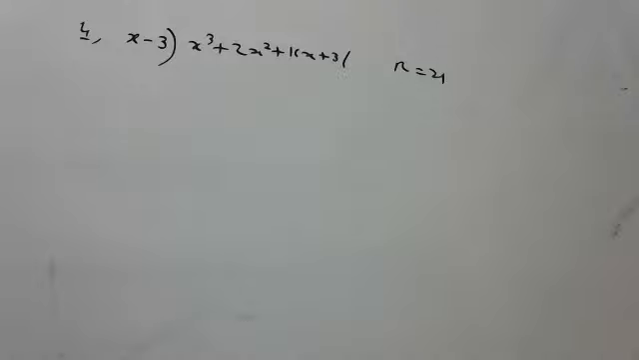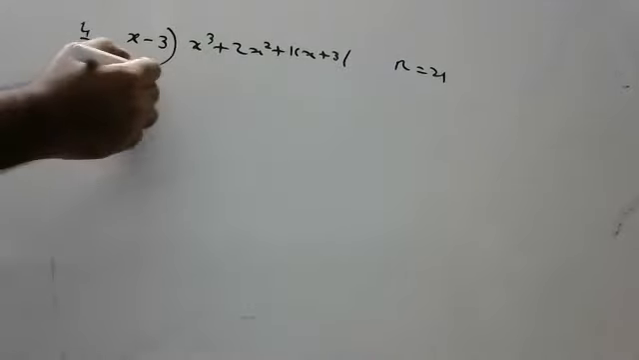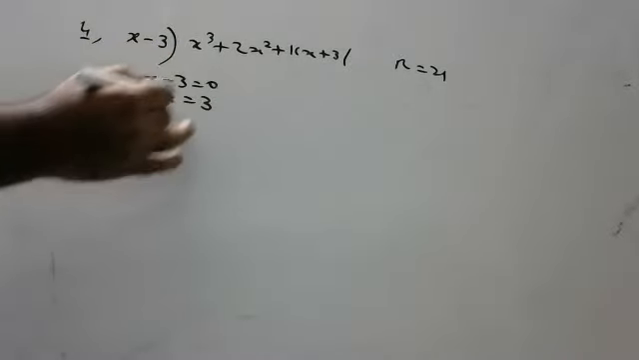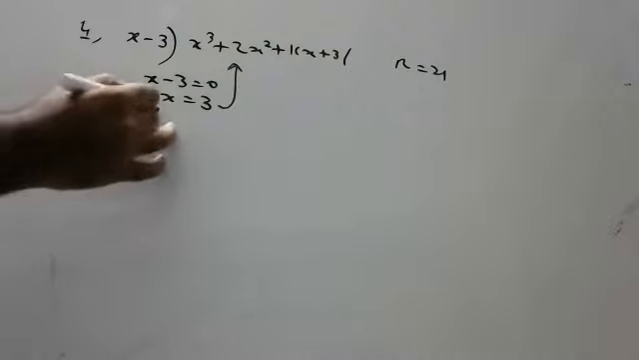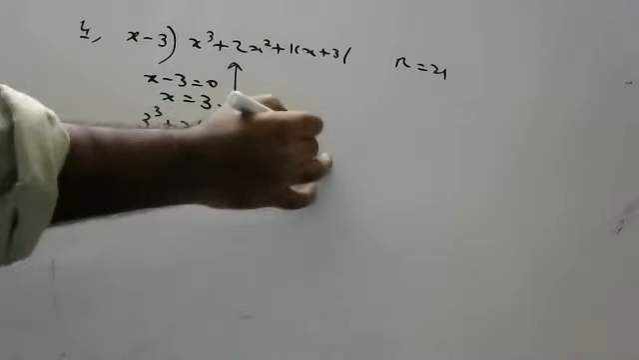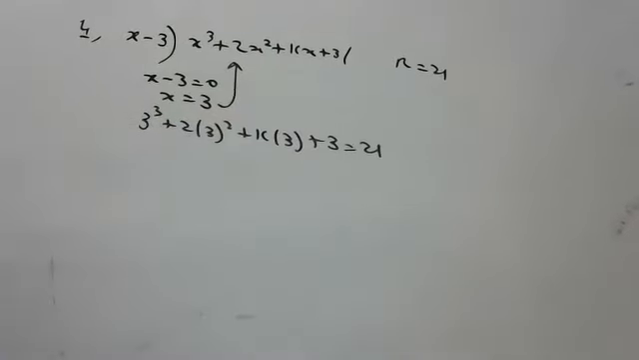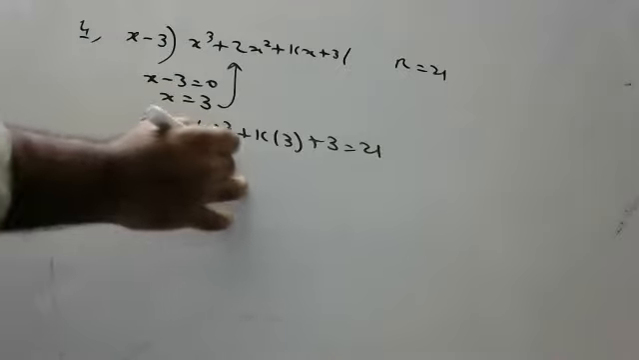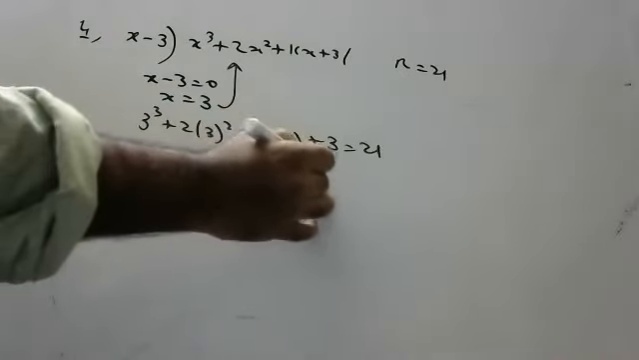Actually, I thought we will do it like this. In 9th class we studied the remainder theorem. x minus 3 is equal to 0, so x is equal to 3. If you substitute 3 here, 3 cube plus 2 into 3 square plus k into 3 plus 3, by remainder theorem equals 21. This is 27 plus 18 plus 3k plus 3 equals 21.